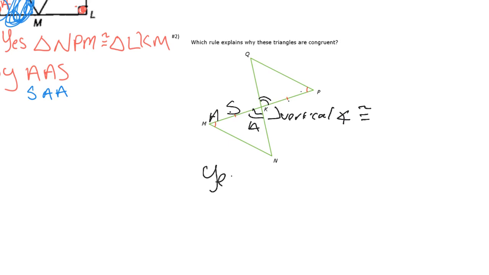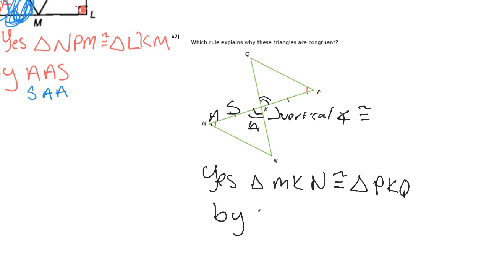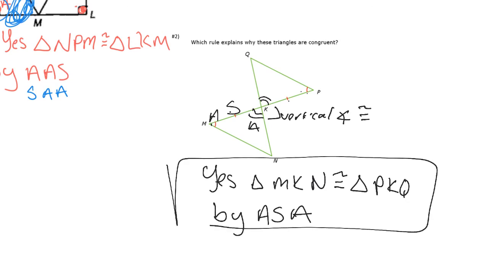So yes, triangle MKN is congruent to triangle. Make sure you match up the letters. M matches up with P, K matches up with K, and Q, by angle, side, angle. So that was tricky because they kind of had to have you fill this one in, the vertical angles.